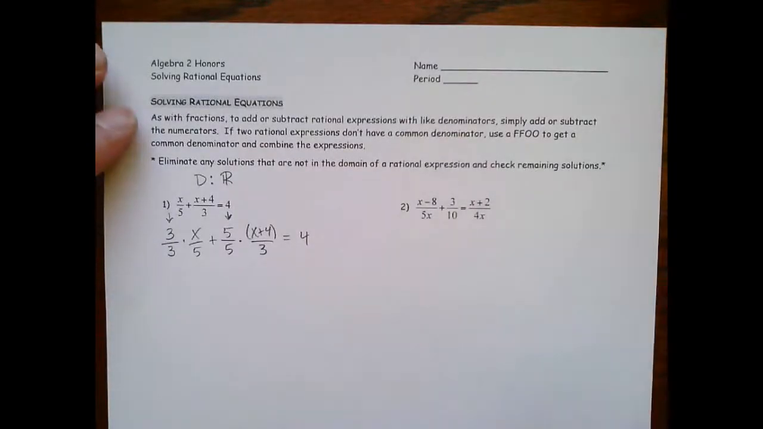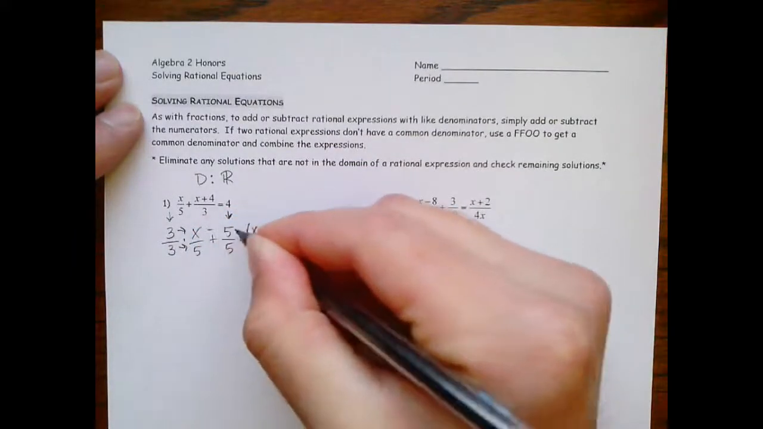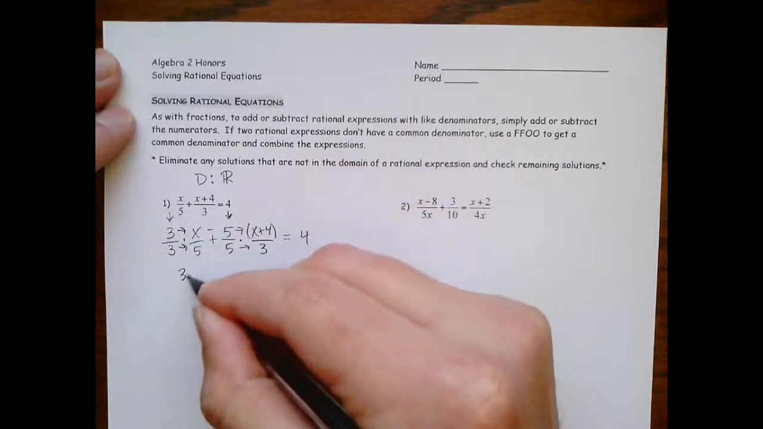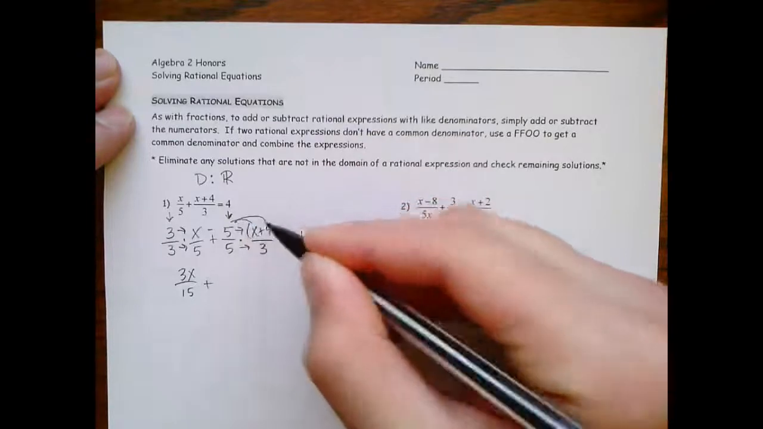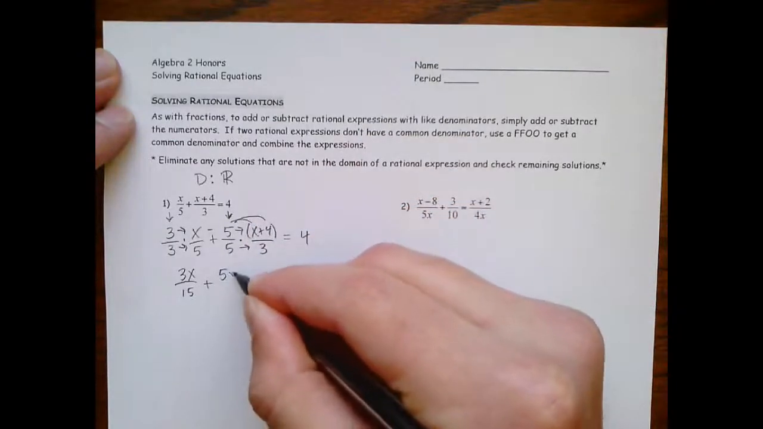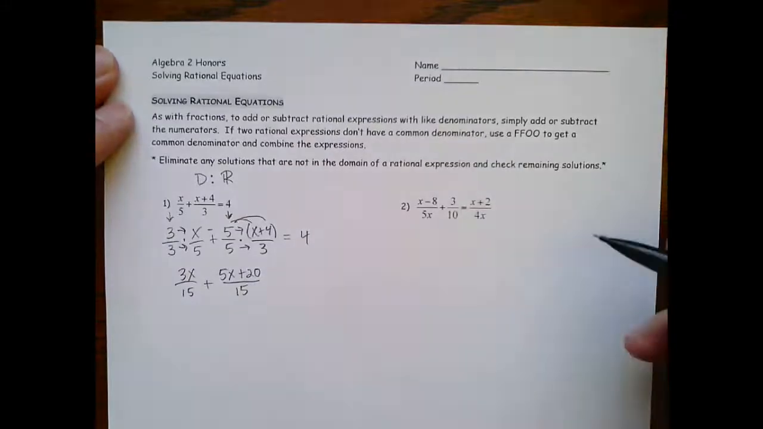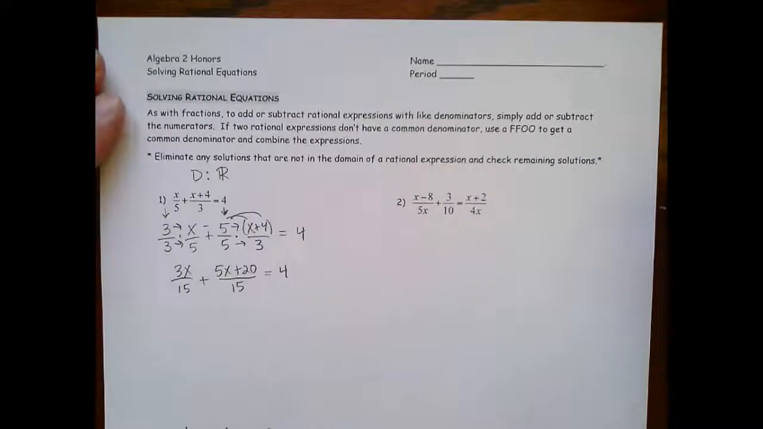So I think to myself, well, how do I multiply fractions? I just multiply fractions straight across. So in this case, I can multiply straight across like this as well. I'll have 3x over 15 plus, I'll distribute this 5 inside of here. 5 times x is 5x. 5 times 4 is 20. In the denominator, we have 15. All right, and this side I didn't multiply by anything. It just stayed as 4.